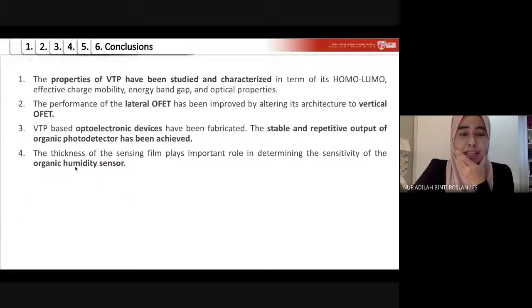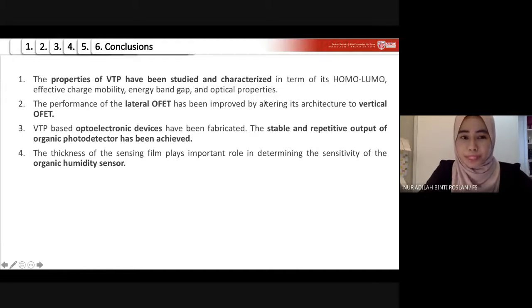Okay, so finally we wrap up this presentation. The properties of VTP have been studied and characterized in terms of its HOMO-LUMO, energy band gap, and also the optical properties. The performance of the lateral offset has been improved by adjusting its architecture to the vertical offset. And then the VTP-based optoelectronic devices have been fabricated.